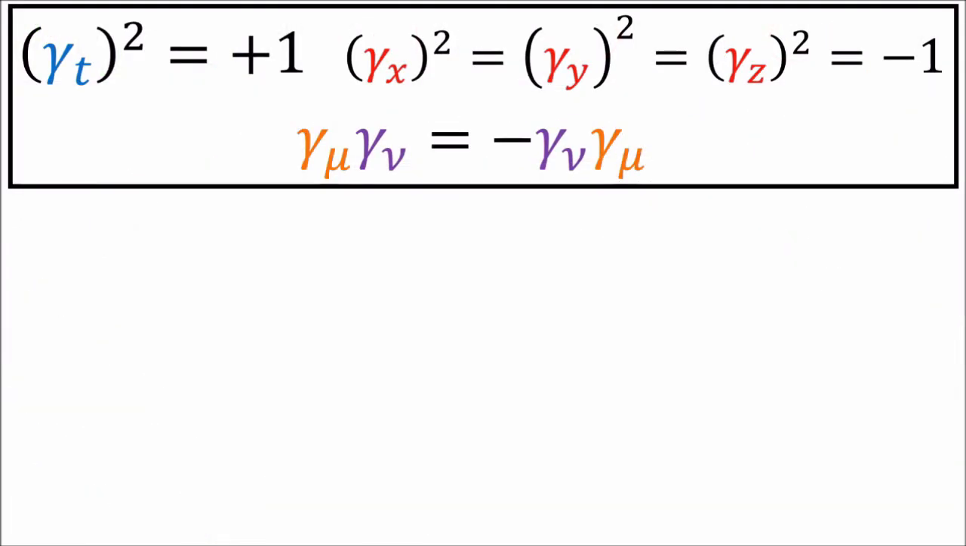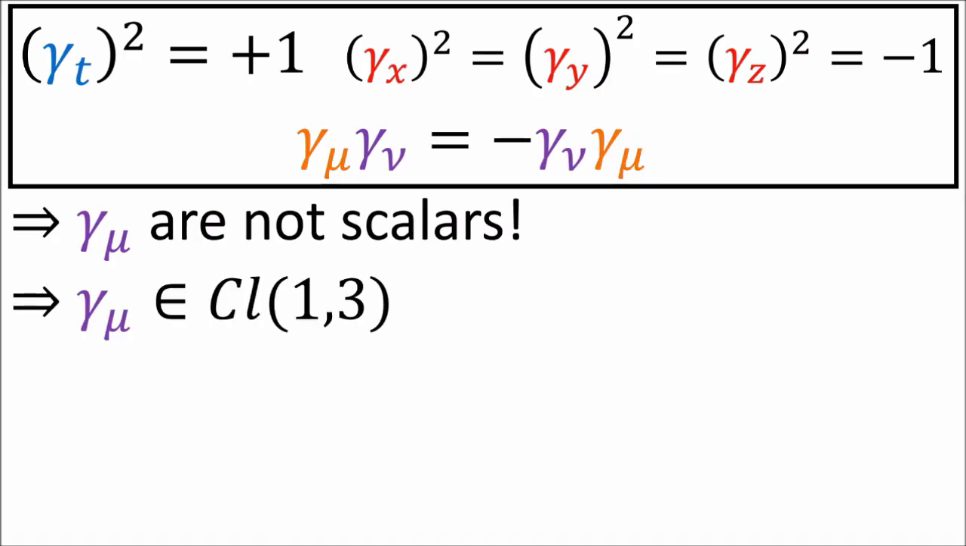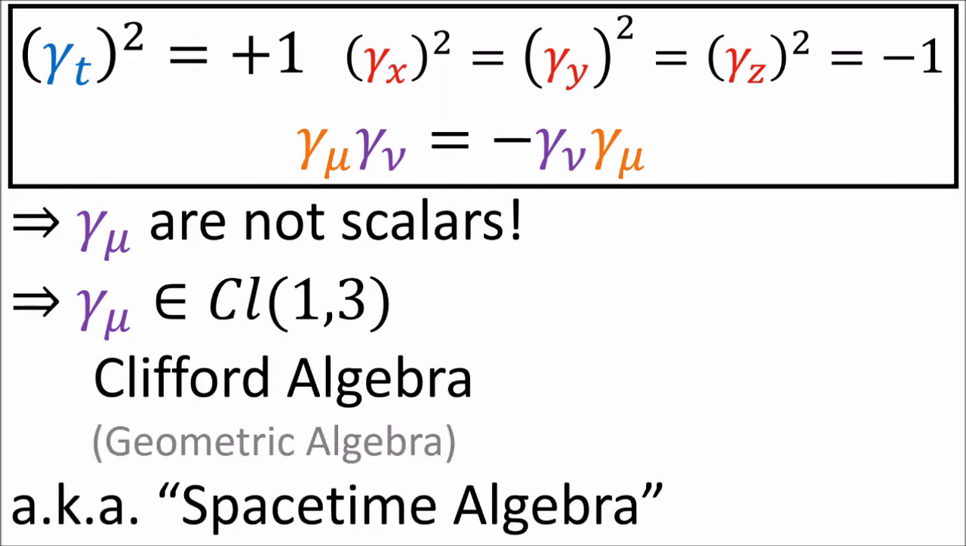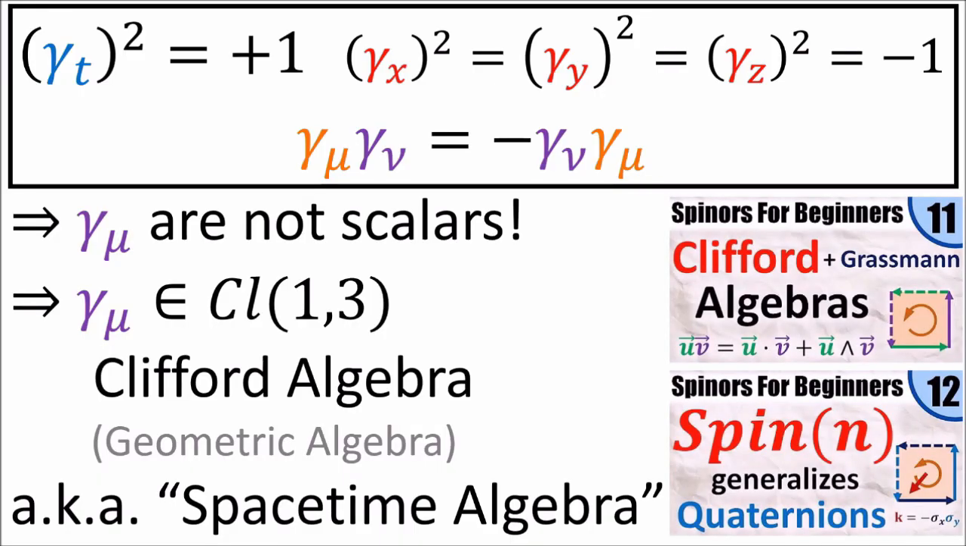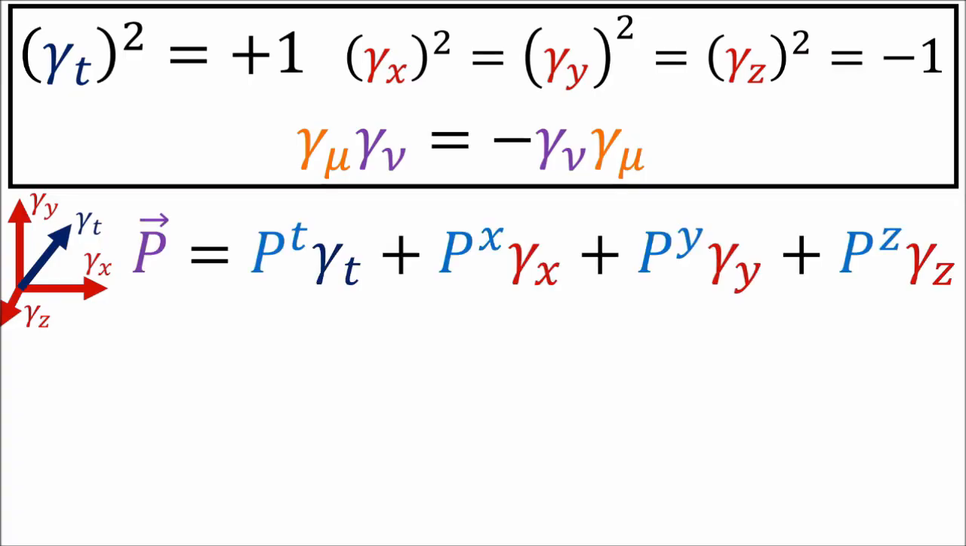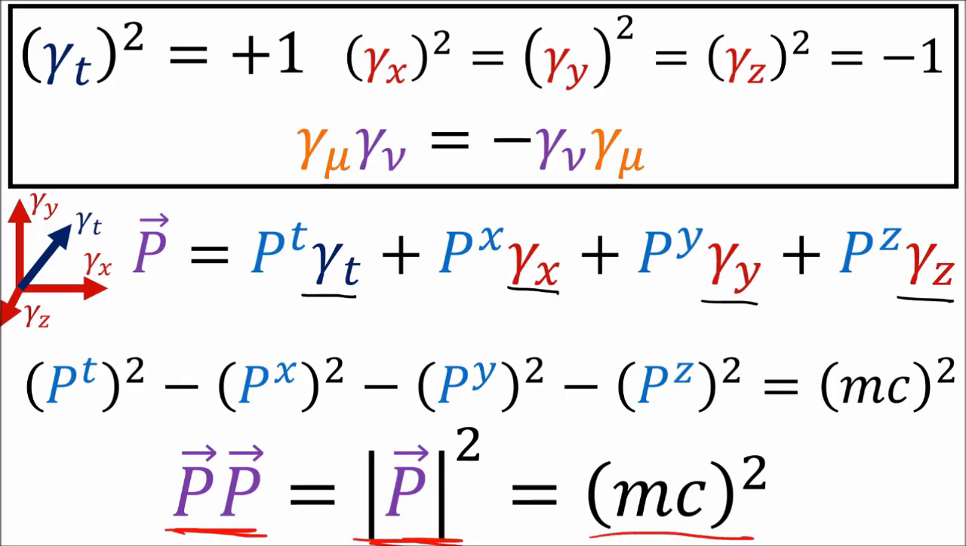So given all these properties, the gammas cannot be ordinary scalars. They are new symbols which obey these special algebraic rules. These are the rules for the Clifford algebra Cl(1,3), also called the space-time algebra, which I talked about in videos 11 and 12. If we interpret the four gammas as the four basis vectors for space-time, then the mass-energy-momentum relation becomes trivial. It just says that p times p gives the squared length of p, which is mc all squared.